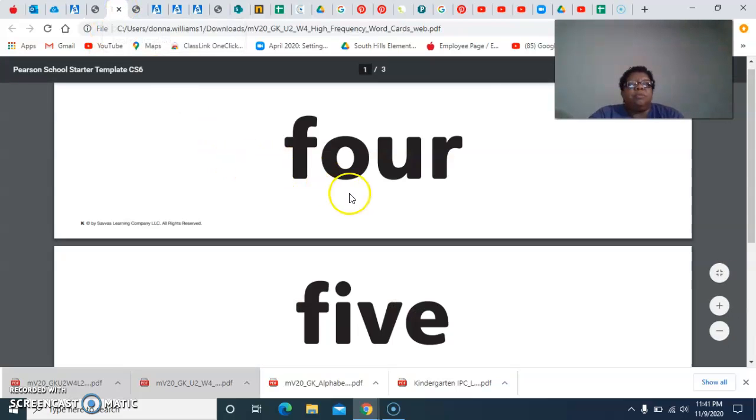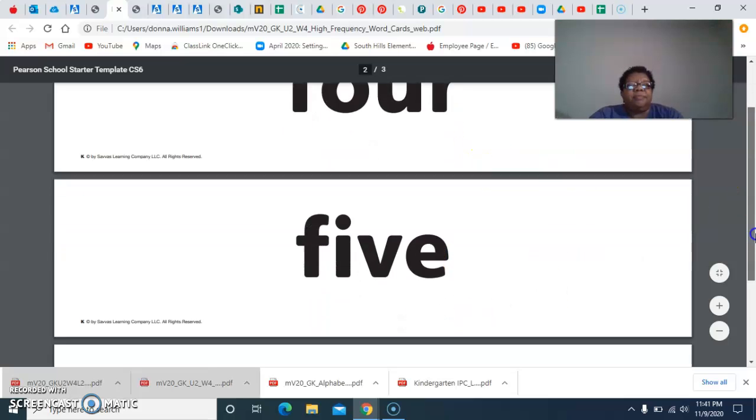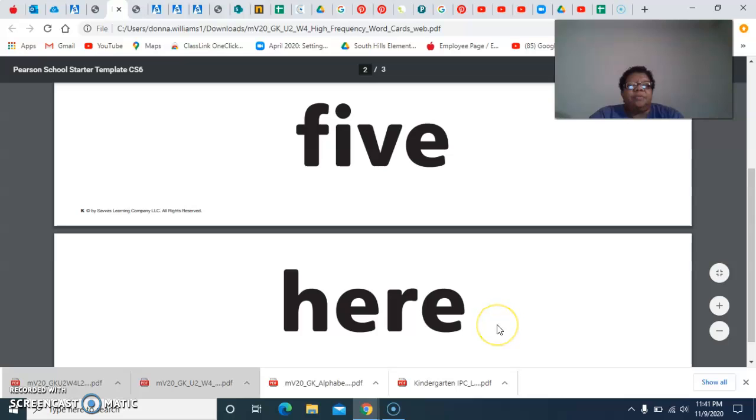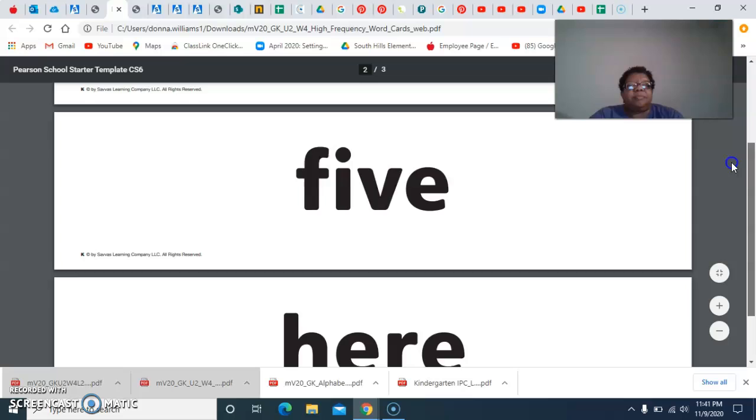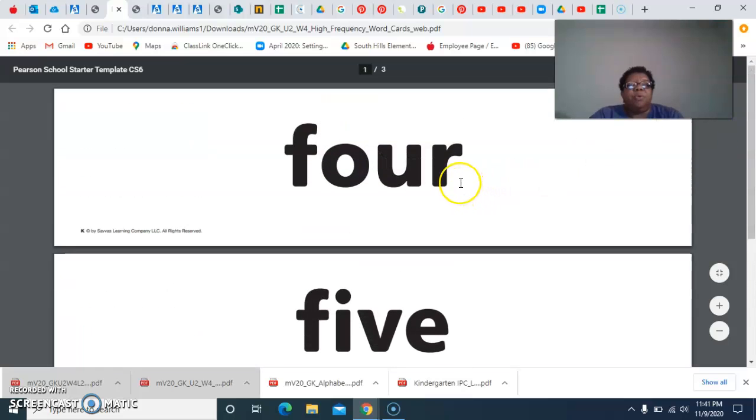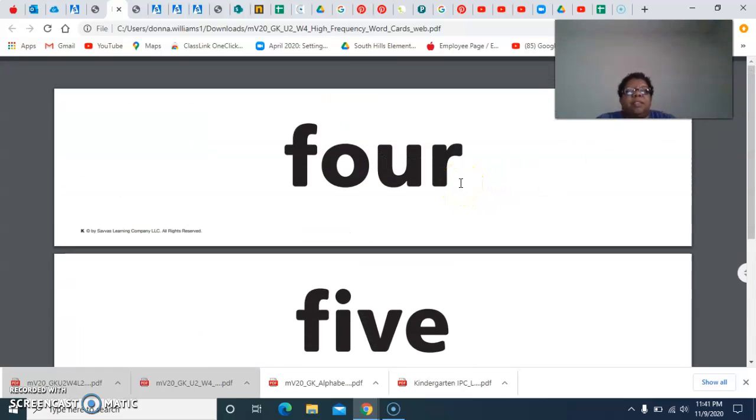For our words this week, we have 4, 5, here. So we have here, 5, and 4. So those are words to try to remember. So when you see them in books or in different places, you'll recognize those words quickly.